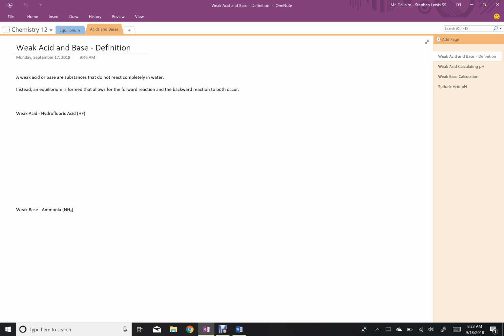weak acid is one in which an equilibrium is formed where the forward reaction and the reverse reaction are both occurring at significant rates. Let's look at a weak acid and a weak base, and we'll see what we're talking about.